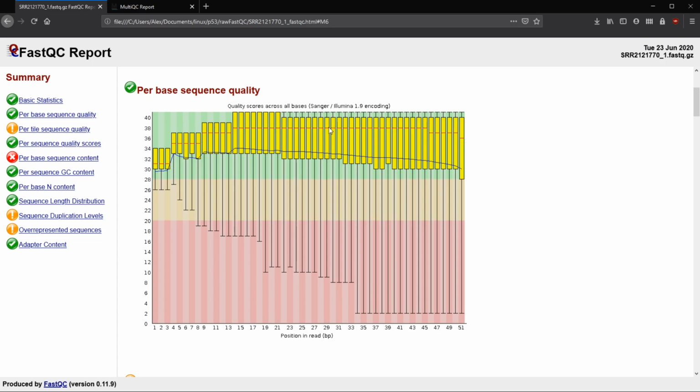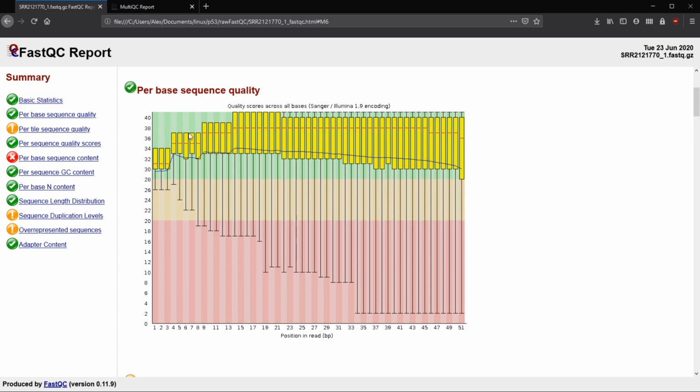The whiskers, on the top and the bottom, stretch from the 25th percentile to the 10th percentile, and from the 75th to the 90th percentile. And then the blue line here, it's really hard to see, or black if you can't tell that it's blue, that line shows the mean quality that's assigned for that base pair at this position.